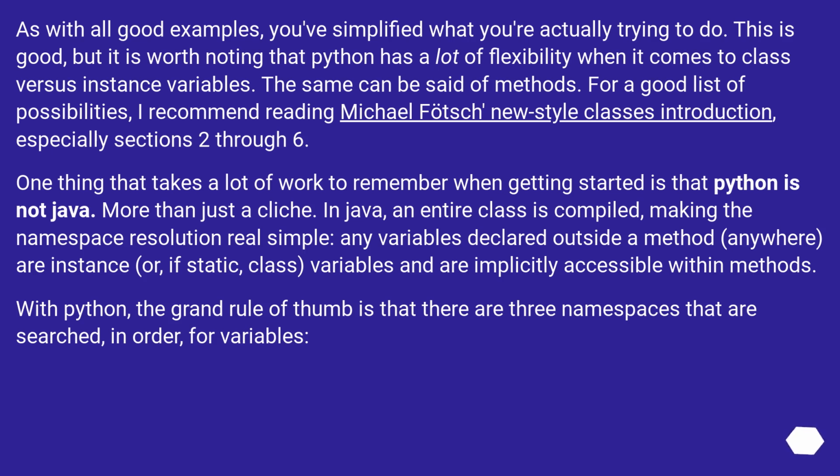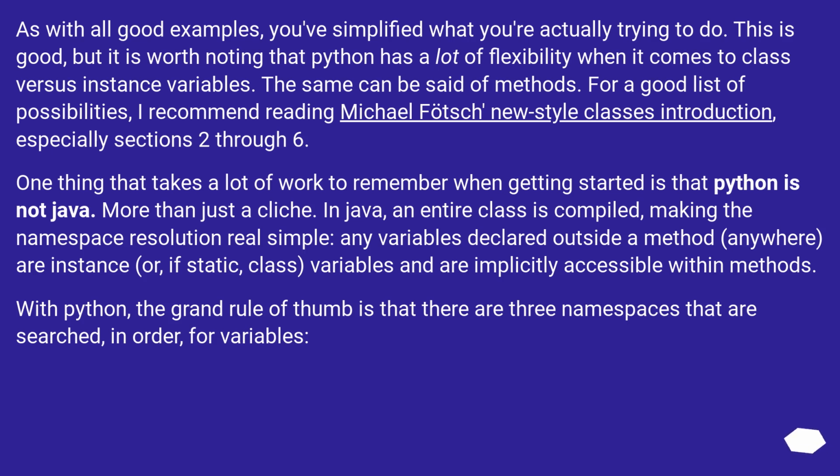One thing that takes a lot of work to remember when getting started is that Python is not Java. More than just a cliché. In Java, an entire class is compiled, making the namespace resolution real simple. Any variables declared outside a method, anywhere, are instance, or, if static, class, variables and are implicitly accessible within methods.